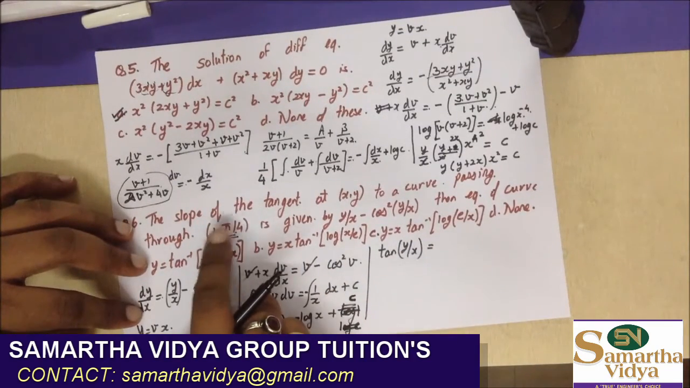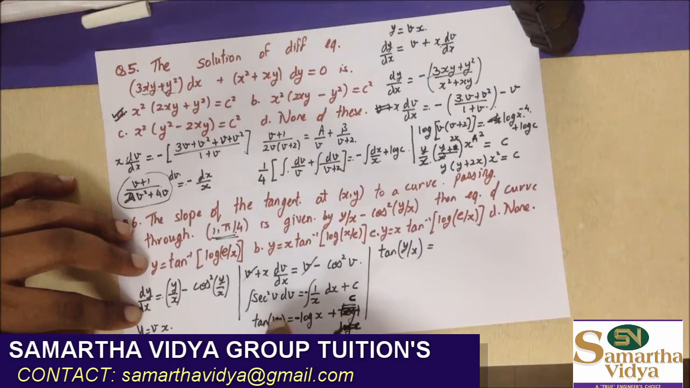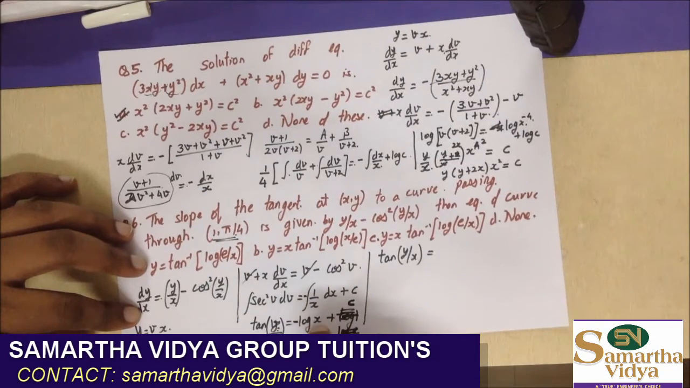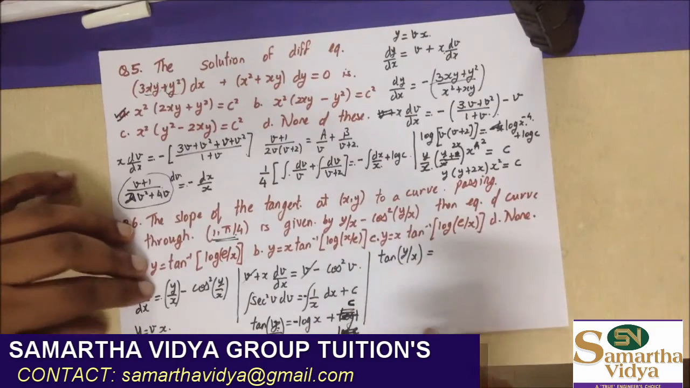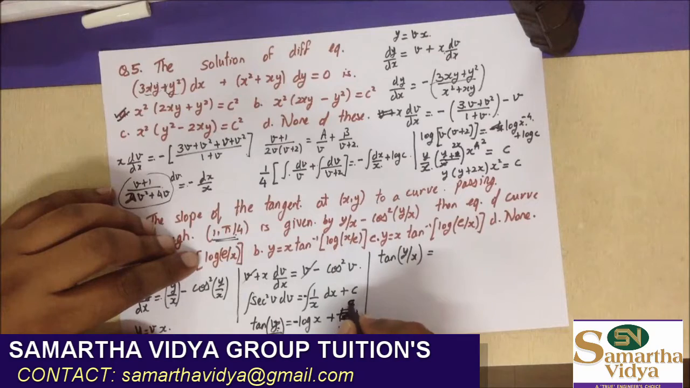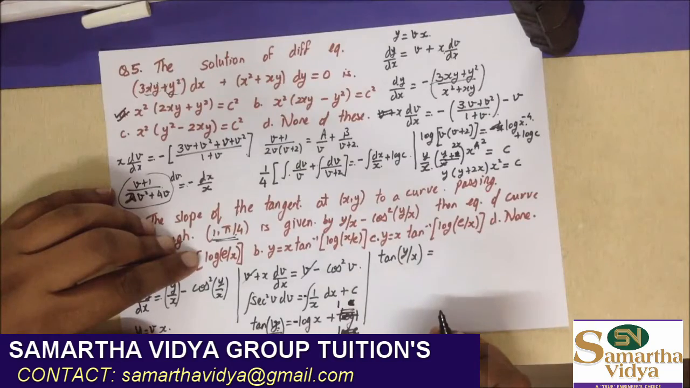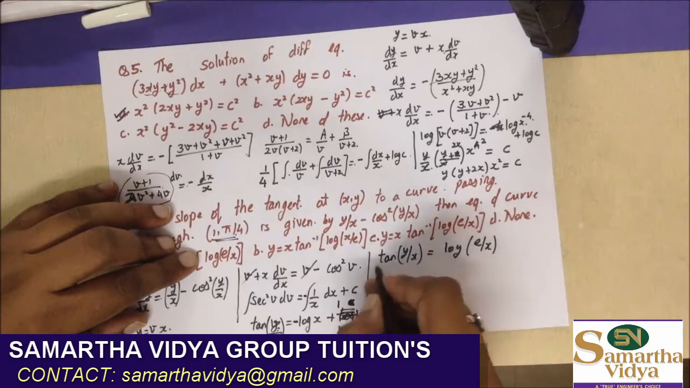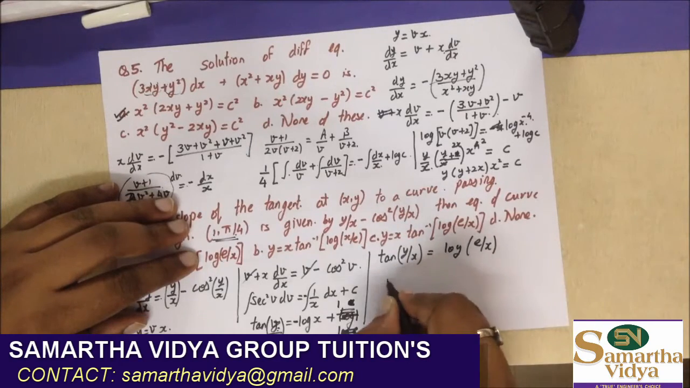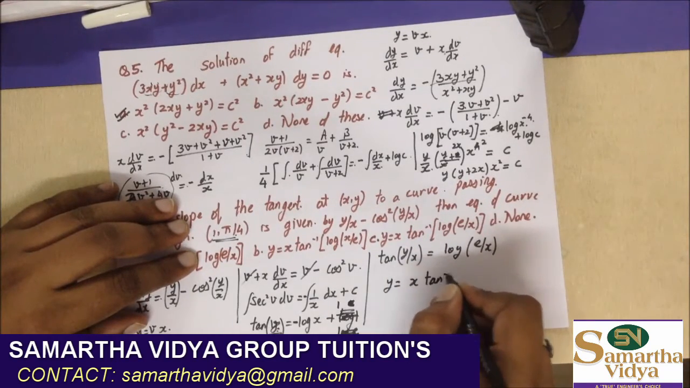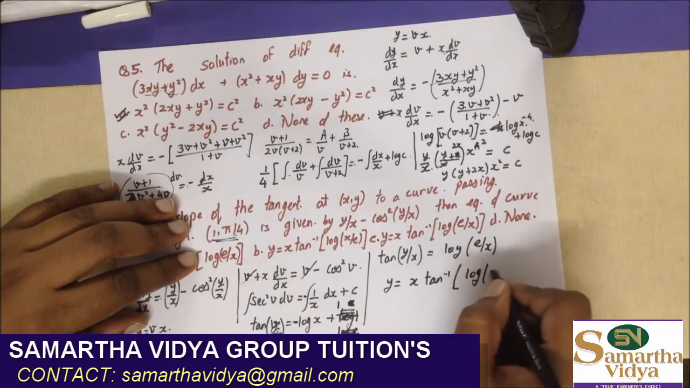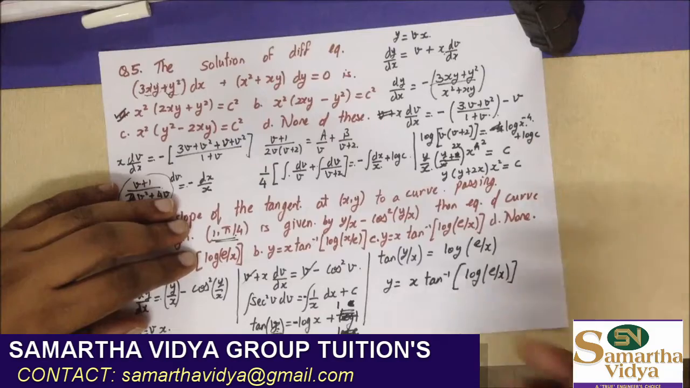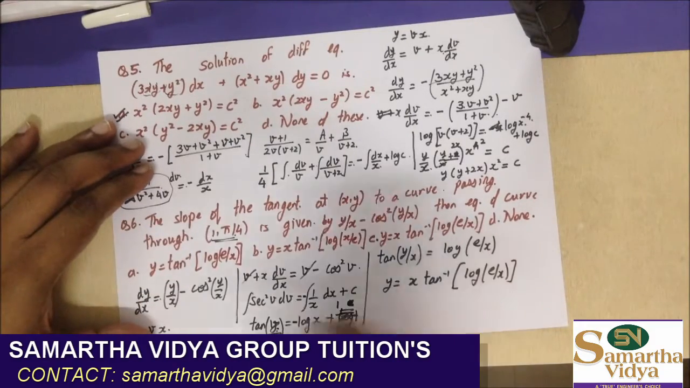So if I substitute x as 1 and y as pi by 4, I'll be getting this as tan pi by 4, which is 1, and log 1, which is 0. So I'll be getting c as 1. Now the c is basically equal to 1. So that becomes tan y by x is equal to minus log x plus 1. And this 1, I can write it as log e. So this becomes log e by x using the property of log, and the tan goes that side, which becomes inverse. So y becomes x tan inverse of log of e by x. So you can see that's nothing but your option B.